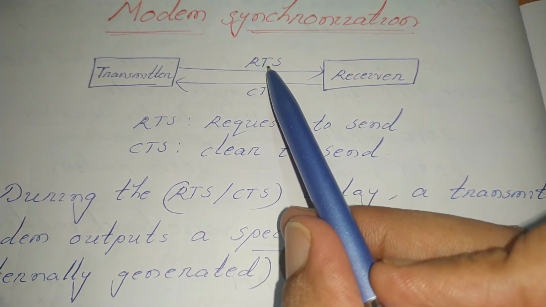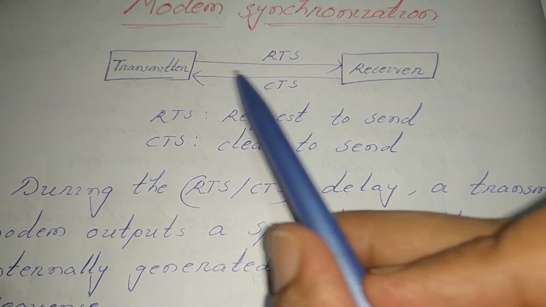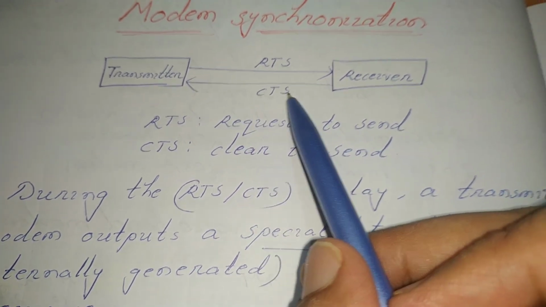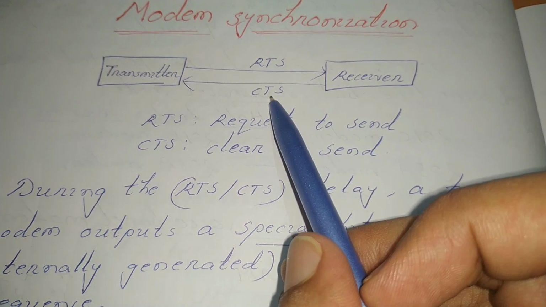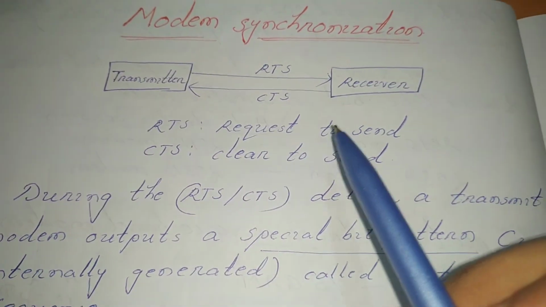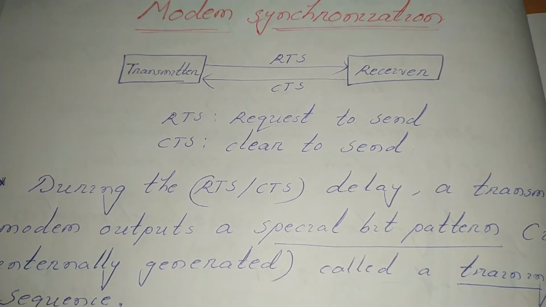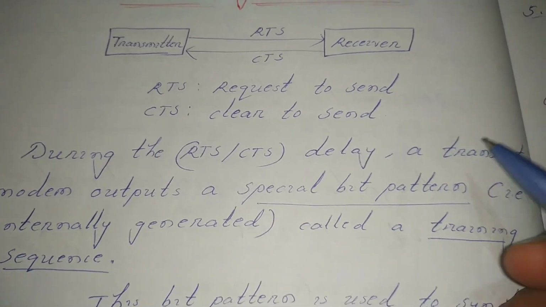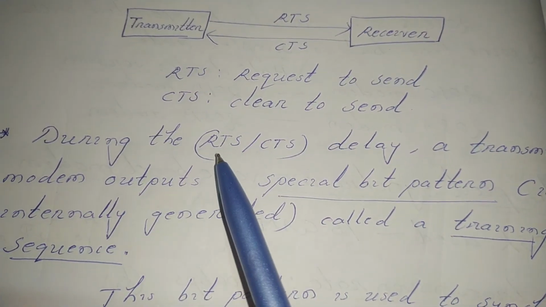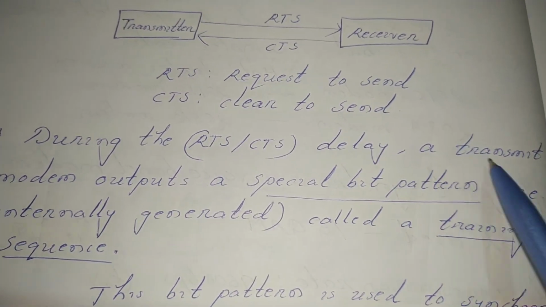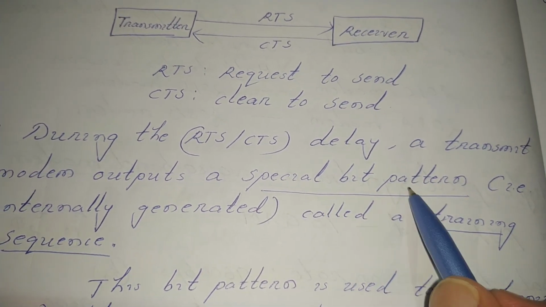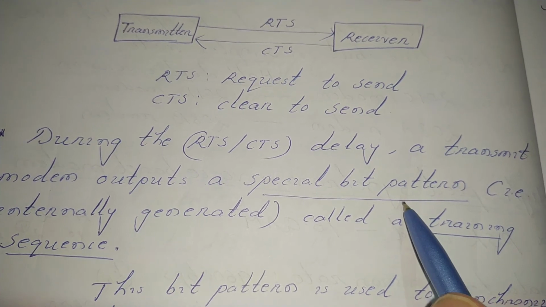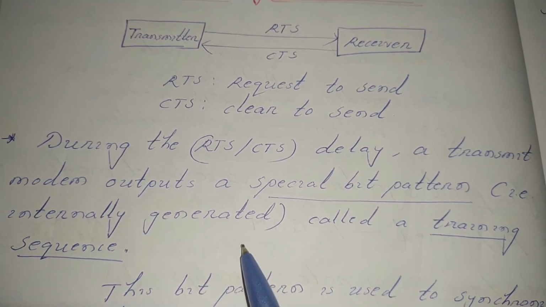During that RTS and CTS exchange, some delay is there. Some time is needed to send the RTS signal and to get the CTS signal. During that time interval, your modem synchronization is done. How? See here what I have written. During the RTS and CTS delay, the transmit side modem outputs a special bit pattern, or a special sequence of bits, that is internally generated.